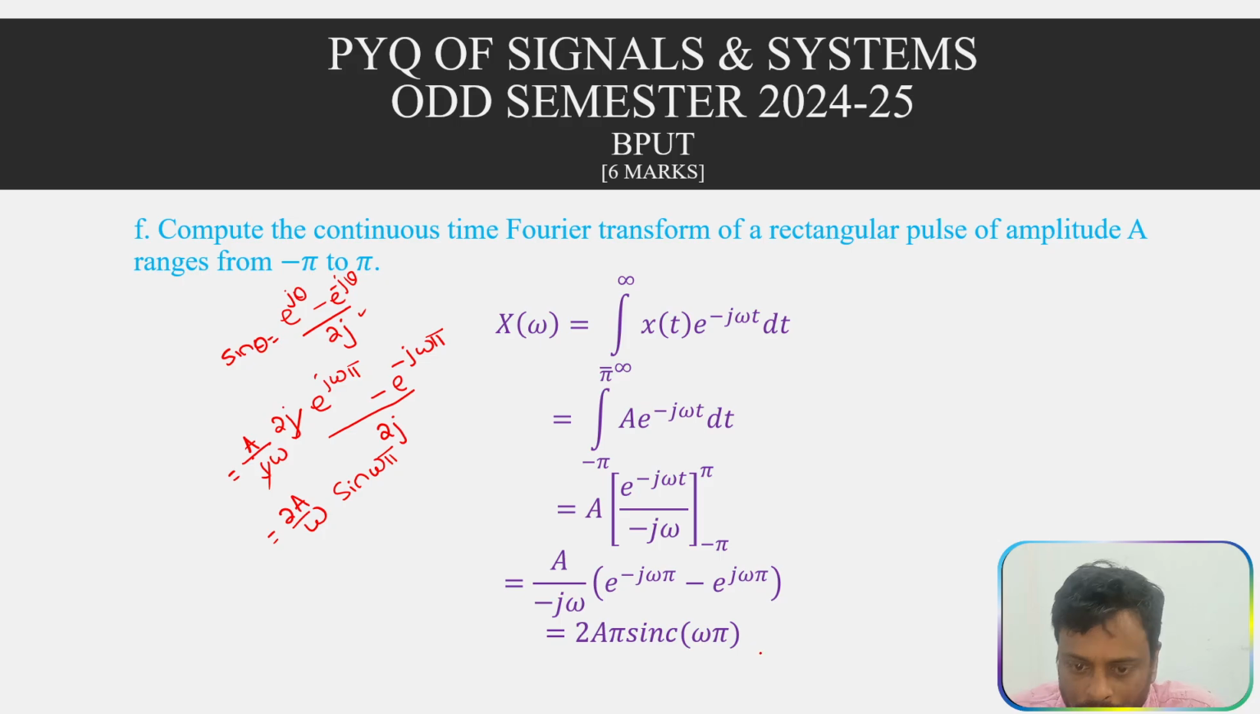So this is a sin function. Now we can multiply and divide by pi. So it will be 2a pi in the numerator, and in the denominator we multiply pi, so it will be omega pi. This function is a sinc function. So it will be 2a pi sin omega pi over omega pi.